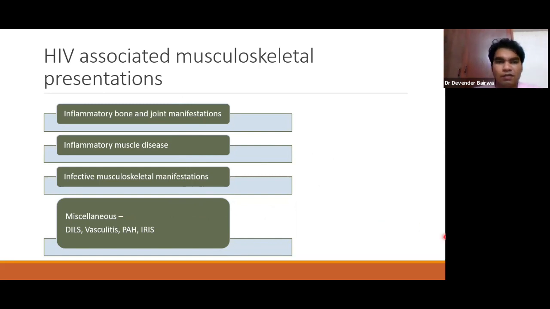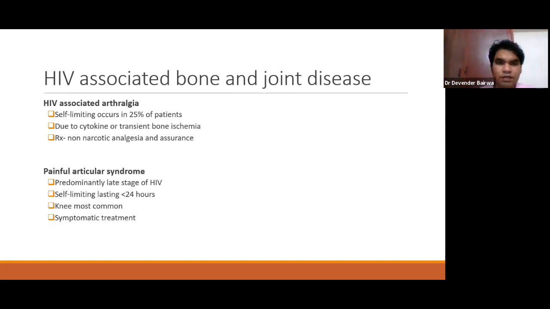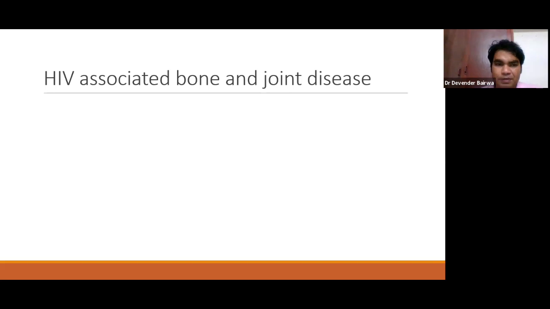So let's see what the inflammatory bone and joint manifestations are. HIV-associated arthralgia is something you should know. This is generally a self-limiting disease which occurs in 25% of patients, and the reason has been thought to be a proinflammatory cytokine or transient bone ischemia. Treatment is generally with non-narcotic analgesia, that is NSAIDs, and assurance, because HIV-associated arthralgia will improve with time. Then coming to painful articular syndrome. This generally presents in late stage HIV, and it is also self-limiting, lasting for less than 24 hours. Most commonly it involves the knee, and for this disease also we provide symptomatic treatment.